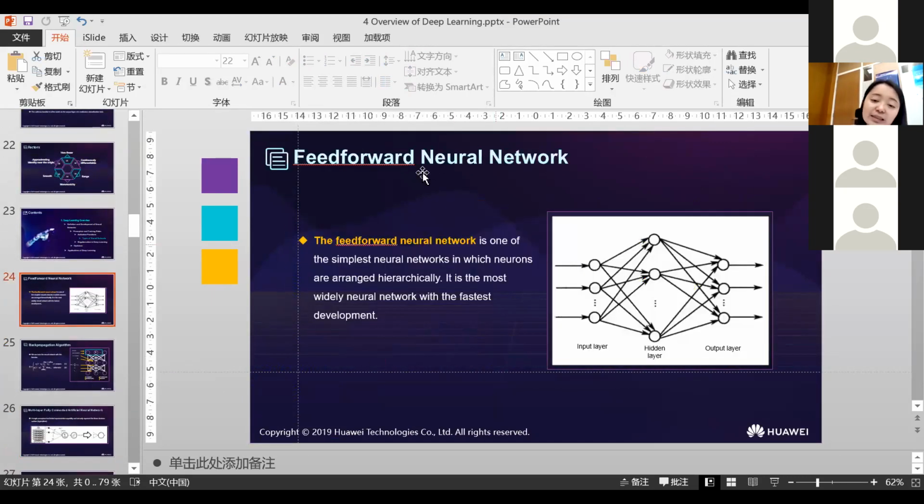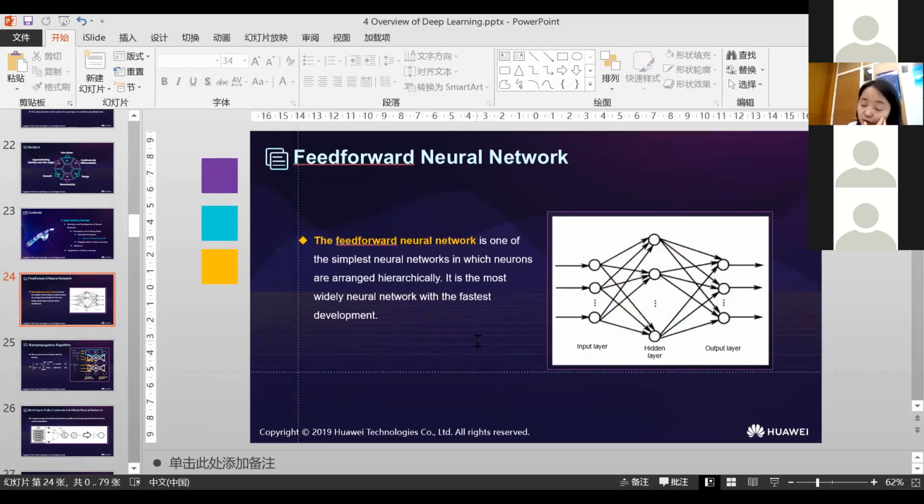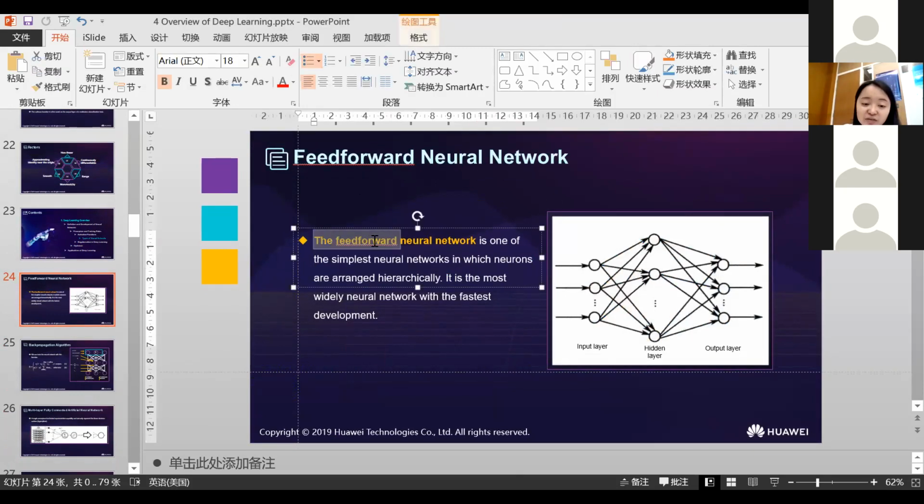So first, the first type of neural network we're going to introduce is the feed-forward neural network. For the feed-forward neural network, the keyword is feed-forward. What does feed-forward mean? Feed-forward means the information only transfers from the input layer to the output layer. It only transfers forward. There's no backward route. That is the feed-forward neural network.